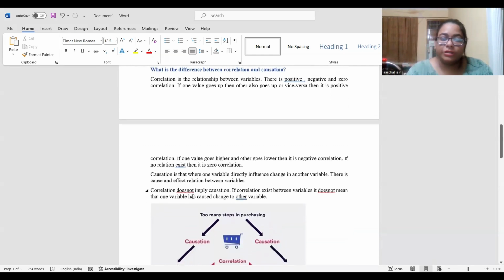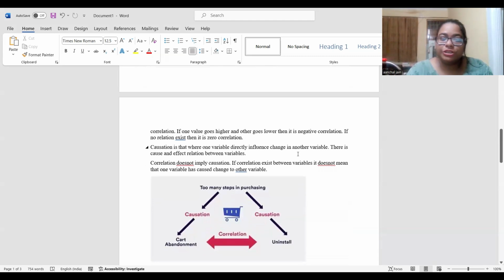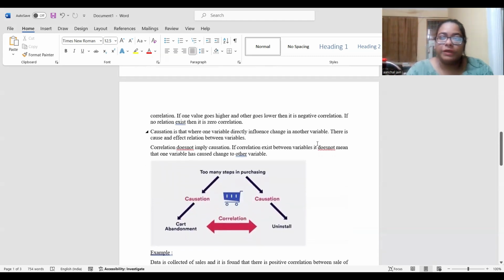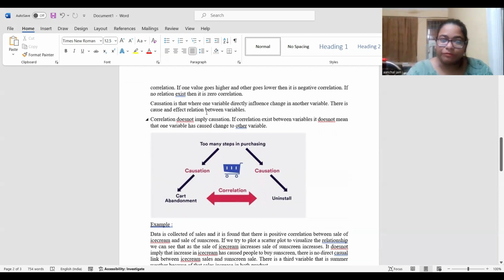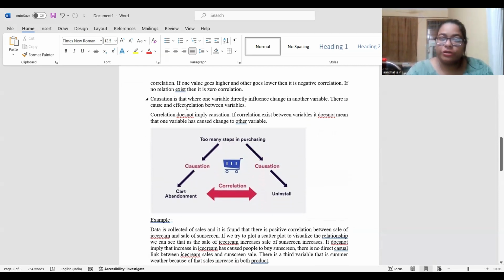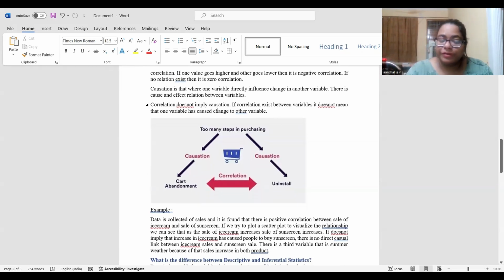So causation here means that one variable directly influences the change in the other variable. It means that if one variable is changed, it will affect the other variable also. So there is a cause and effect relationship between them. But correlation does not imply causation. It means that if a correlation exists, either positive, negative, or zero, it does not mean that one variable will cause change in the other variable.